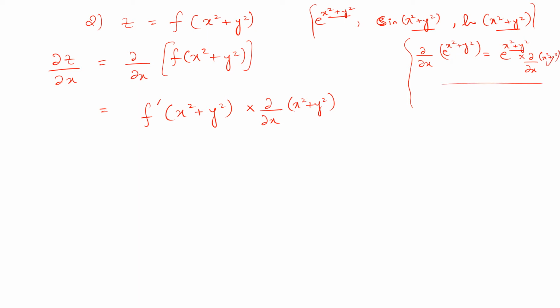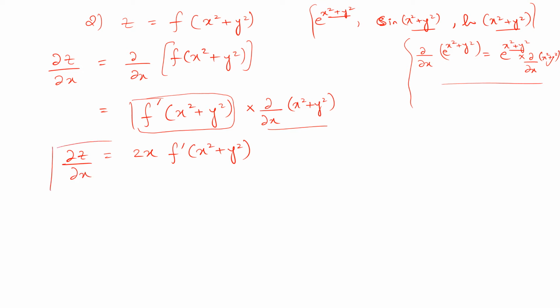Now here I cannot write any specific function because I don't know what the function actually is, so I just write it as the derivative of the function. It's the simple way to express this. Now what will be the partial derivative of this function? It will be 2x multiplied by f prime, that is the derivative of the function. So dz over dx is equal to 2x times f prime.